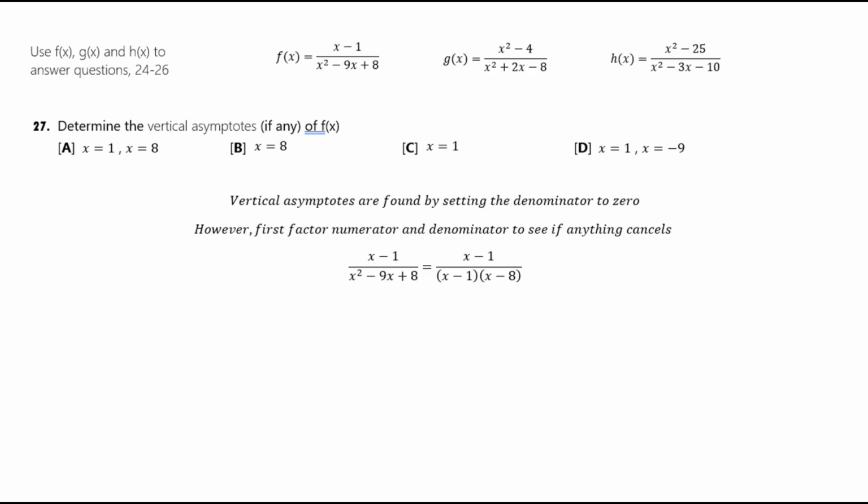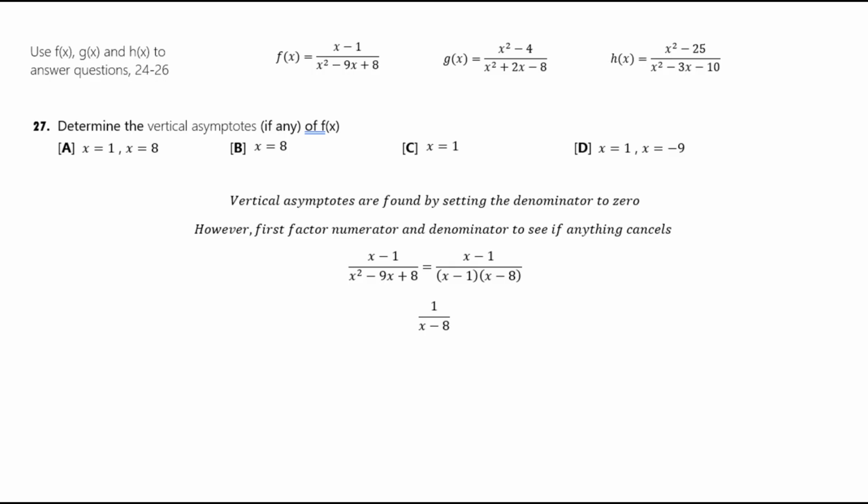If you look at the numerator, we can't really factor that, so it leaves us with x minus 1. However, the denominator we can factor. We need the factors of two numbers that multiply to 8 but add up to negative 9. The only numbers that work are negative 1 and negative 8. However, notice that the x minus 1's cancel. Because they cancel, it leaves us with 1 over x minus 8. So we only have an x minus 8 left over.